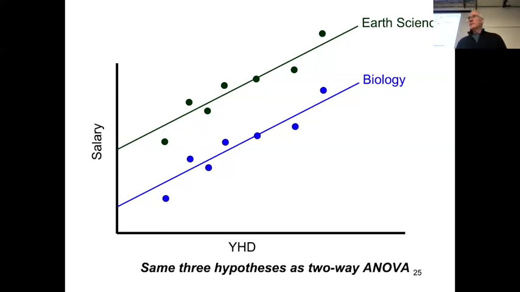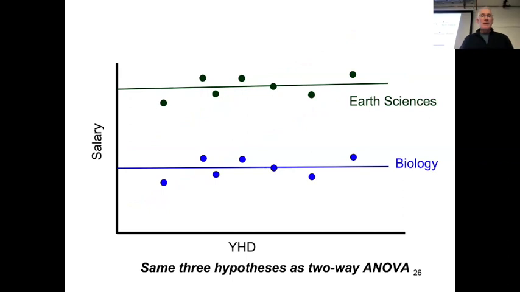And you can look at those just like in a two-way ANOVA. What the data are showing here is that the two factors are independently affecting salary. So earth sciences people, no matter how long since their highest degree, are making more than somebody with the same years since highest degree in biology, which was true. And I was bitter. In this case, the years since highest degree are independent of department. Years since highest degree doesn't matter at all. It's just that if you're in earth sciences, you're making more money than if you're in biology.